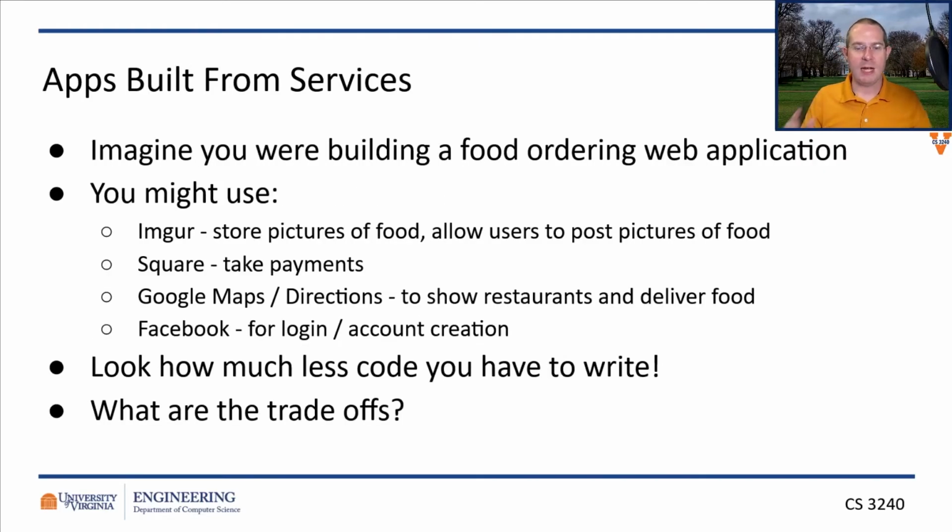Now, think about the extreme here. What if we literally built our entire application from just snapping things together, like a food ordering web application? So you can have Imgur to store the pictures, Square to take payments, Google Maps for directions, use Facebook for login. Wow, you don't have to write a ton here. I mean, there's some, but certainly not a ton. But what are the trade-offs?